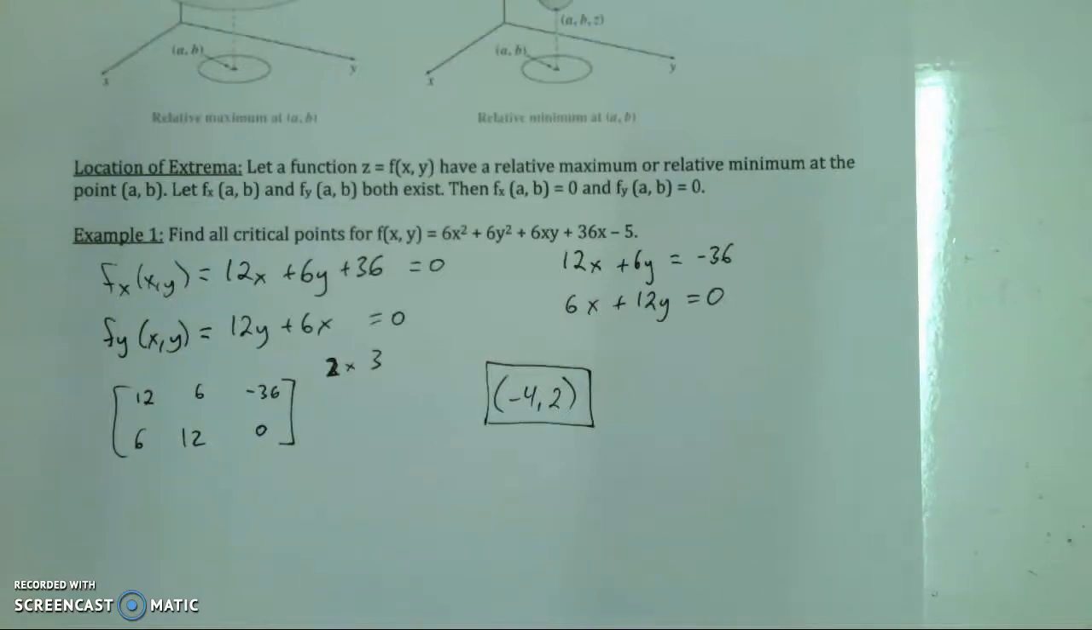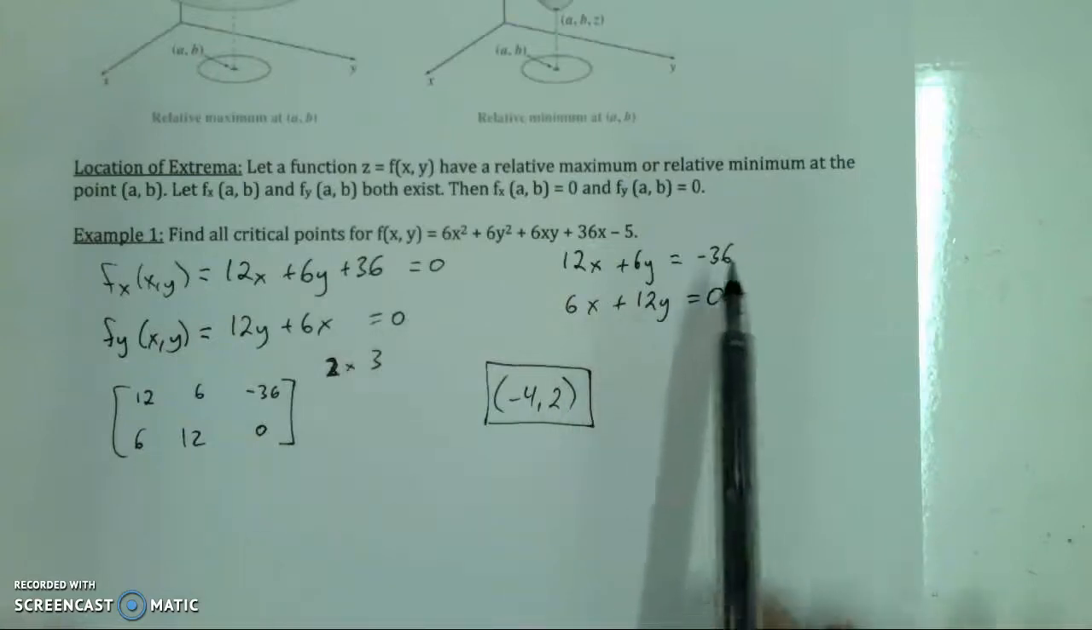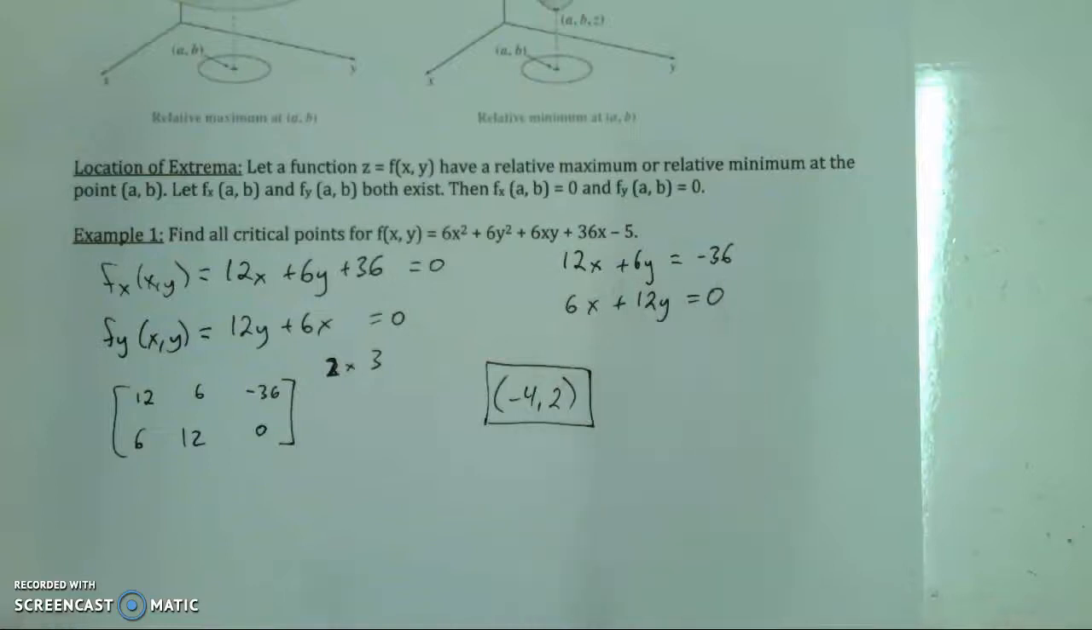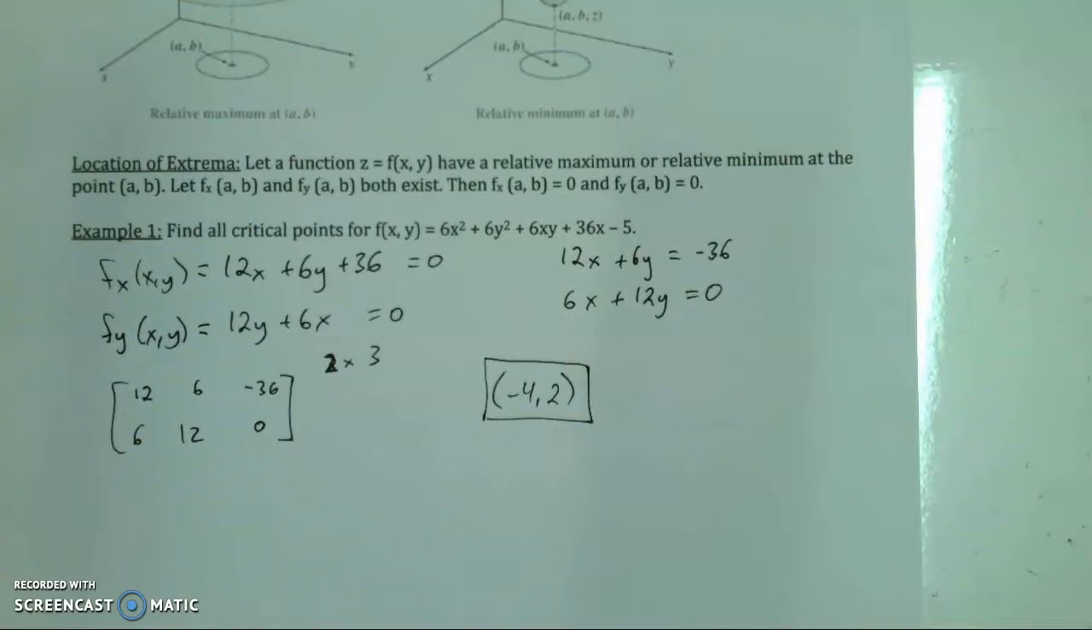Alright, so that is how to find critical points. Again, I take each partial, set it equal to 0, make sure to write it in the correct form here of x, then y, and the number on the right, so I can put it on my matrix and use my calculator to get that result.